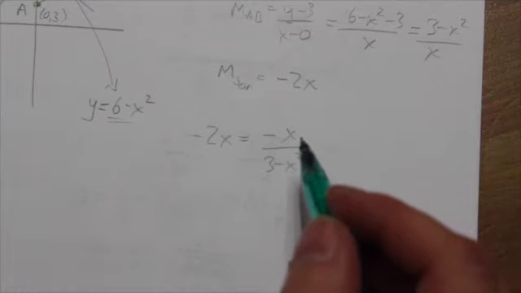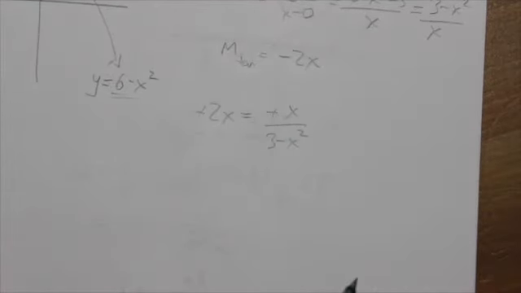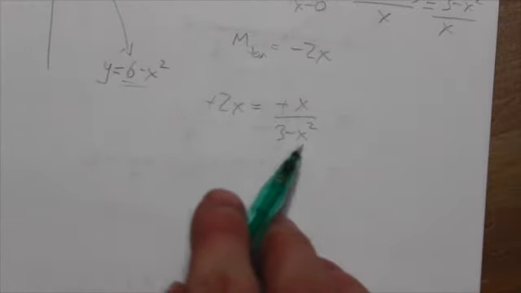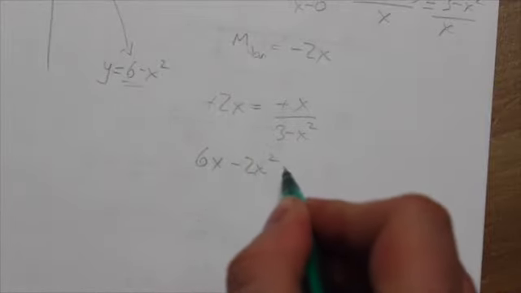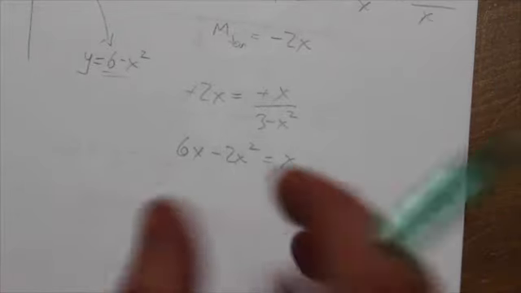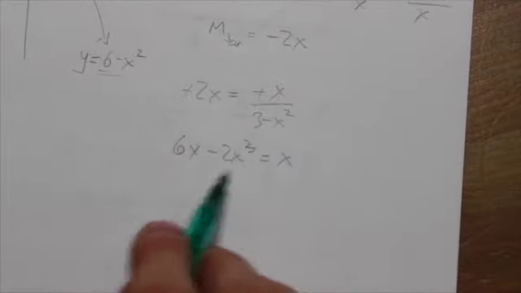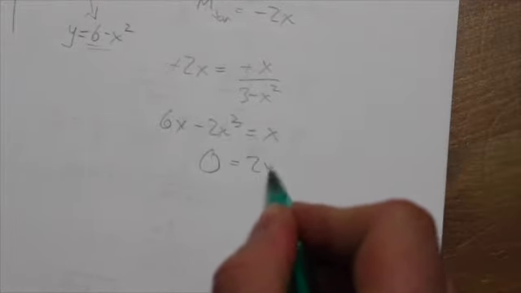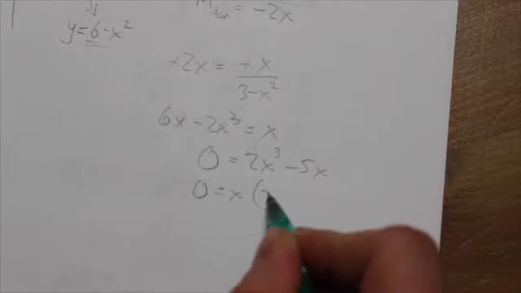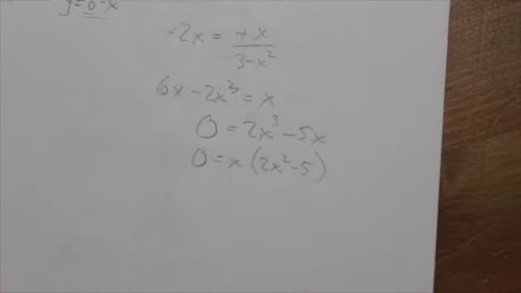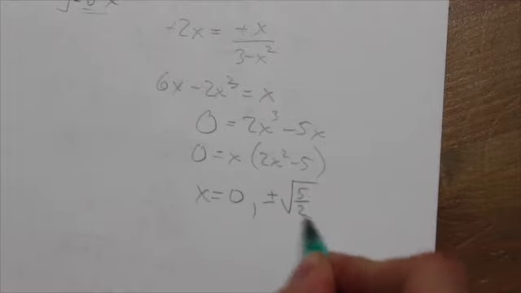Now, from this expression, I would notice I could cancel the negatives to start off with. Then I might multiply up by the 3 minus x squared. That gets me 6x minus 2x cubed equals x. Sorry, that should be x cubed, 2x cubed. I'm going to bring those over to the other side, so 0 is equal to 2x cubed minus 5x. Take out the common x, and I'm left with 2x squared minus 5. So my solutions here are x equals 0 or plus or minus root 5 over 2.